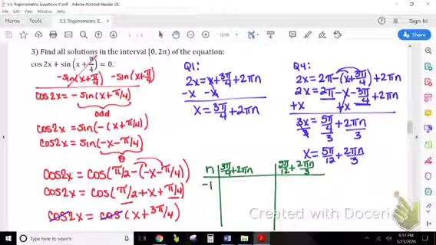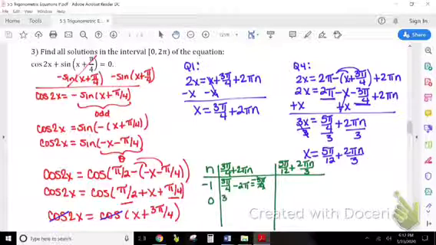Alright, so let's plug in negative 1. So it gives us 3 pi over 4 minus 2 pi. Which if we're subtracting 2 pi, obviously it's going to be negative, right? So it's not going to be between 0 and 2 pi, but for those that want to know, it is negative 5 pi over 4, which is too small.